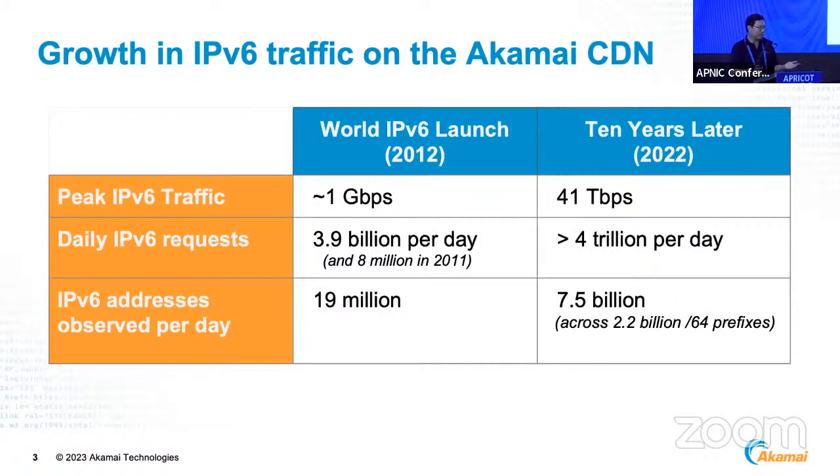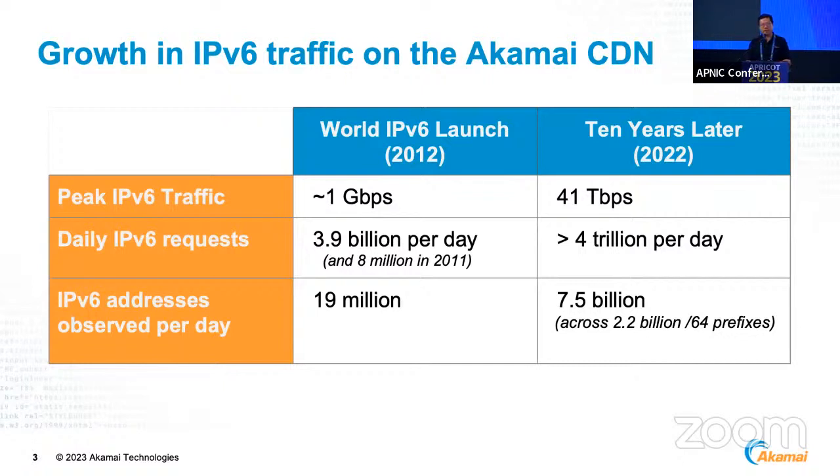And at that time, 10 years ago, of course, there's not a lot of IPv6 devices, as you can imagine. But still, we got about 3.9 billion requests per day. And the IPv6 addresses observed, I mean, the end user addresses that we observe, is about 19 million. So that is like the IPv6 population 10 years ago.